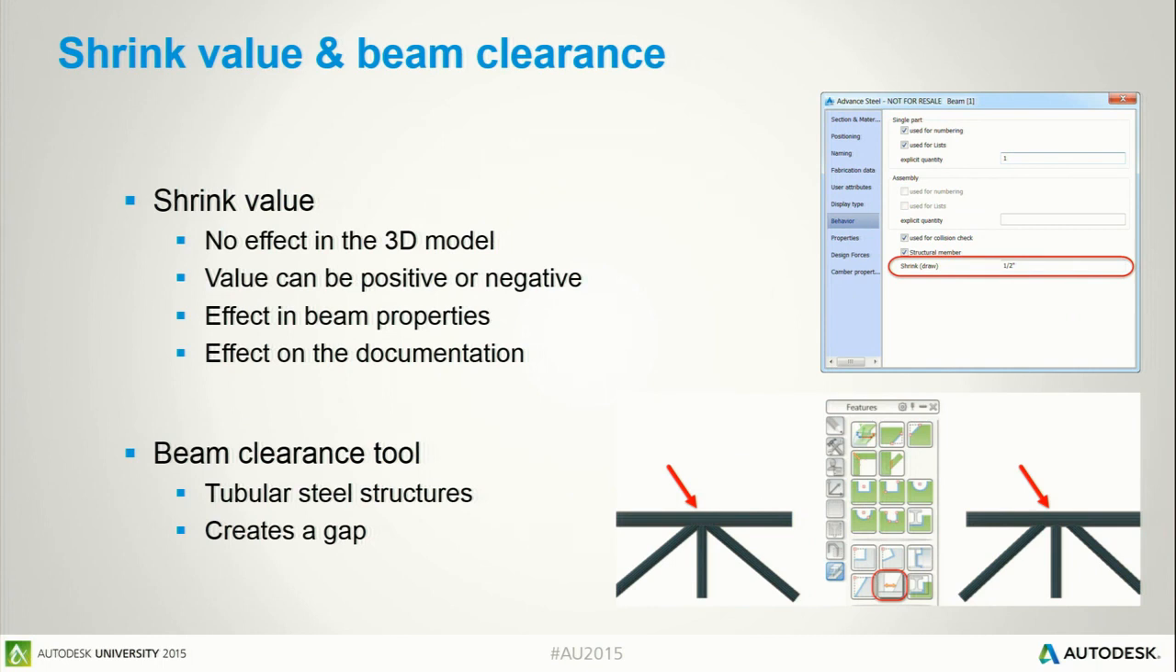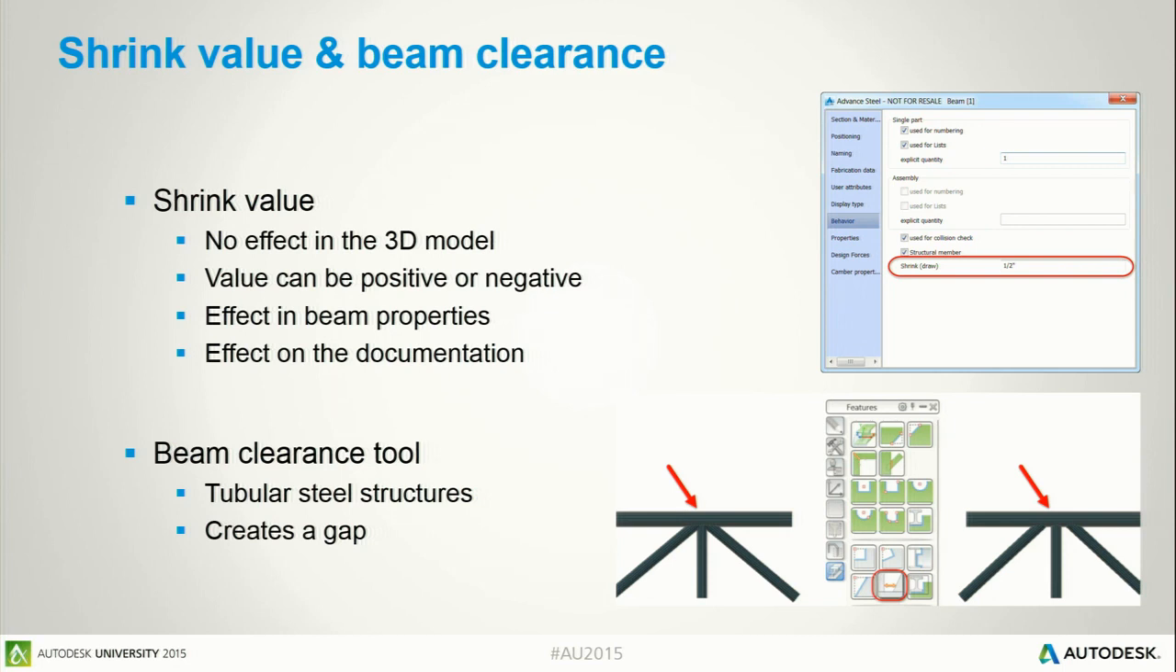Okay, so just a few words about additional possibilities in Advanced Steel. Sometimes in your project, you need to fabricate a beam, a member, a little bit shortened or a little bit longer than the theoretic value. And we have this possibility in Advanced Steel to enter what we call a shrink value. Again, this value can be positive or negative. Positive, it will shorten the beam. Negative, it will extend the beam. It does not have any effect in the model, but this value will be taken in consideration for the drawings, for the bill of material, and for the NC files.